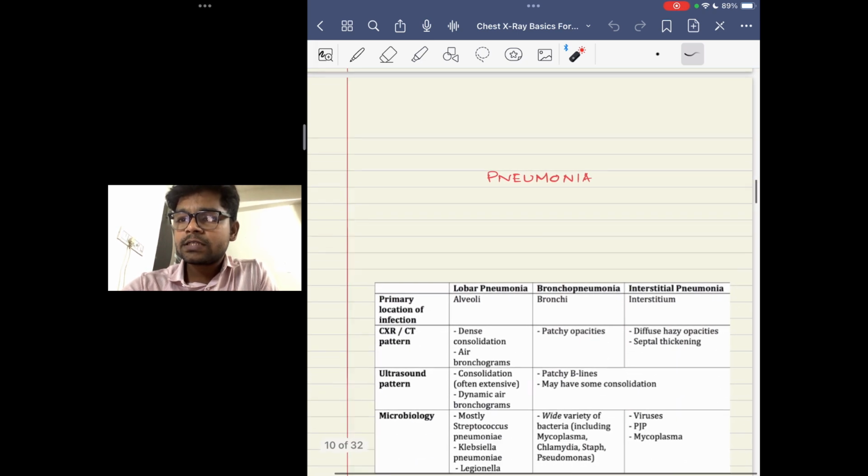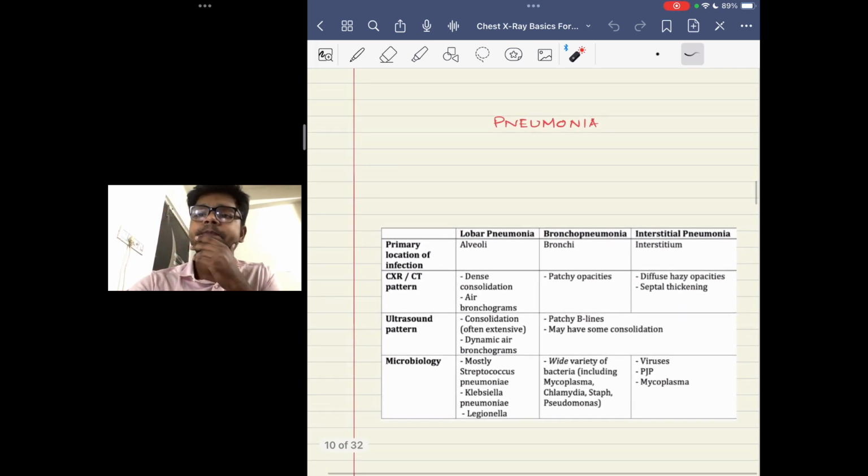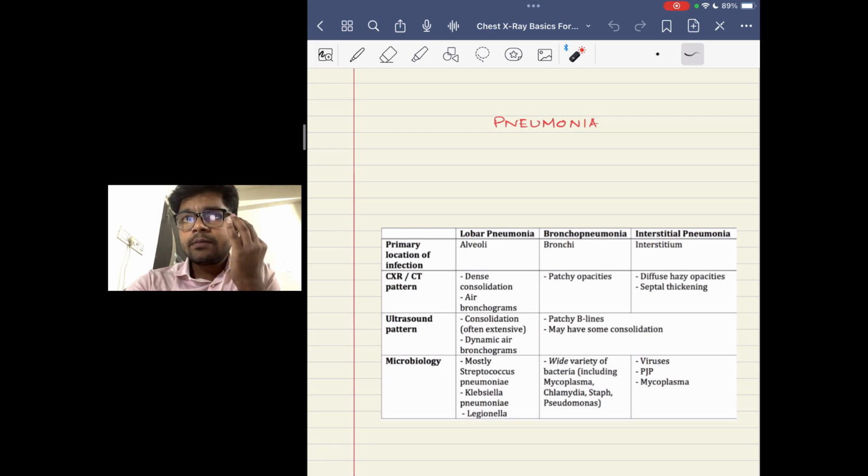So now we will start off with pneumonia, right? So pneumonia is primarily of three types. Lobar pneumonia, this is the commonly given X-ray, bronchopneumonia and interstitial pneumonia, out of which the findings of interstitial pneumonia are mostly seen or better appreciated on a HRCT of the thorax. So it is not really appreciated in the chest X-ray, hence this will not be discussed.